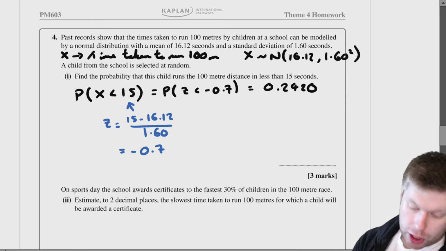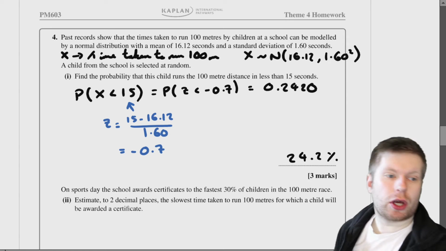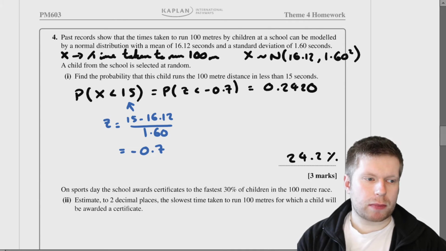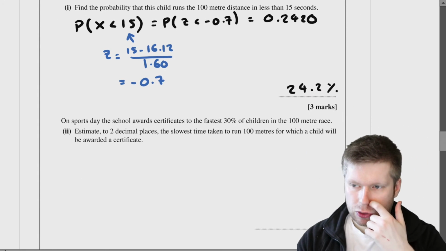Okay, which, if I want it as a probability, if I want to leave it as a percentage, that's going to be 24.2%, like so. Okay, so that works out quite nicely. It's a fairly straightforward normal distribution. Now, part 2 is getting into this thing called the central limit theorem.